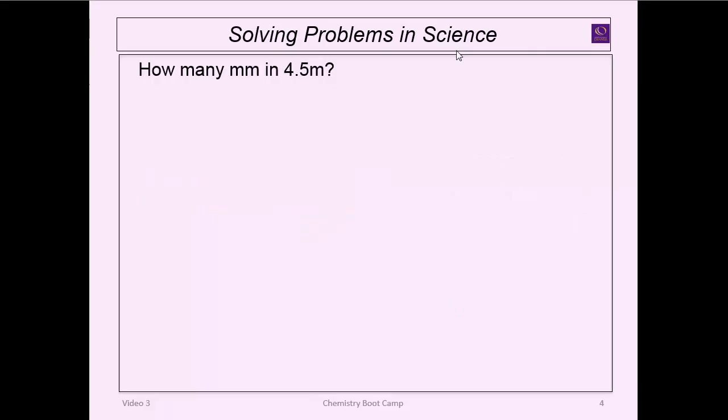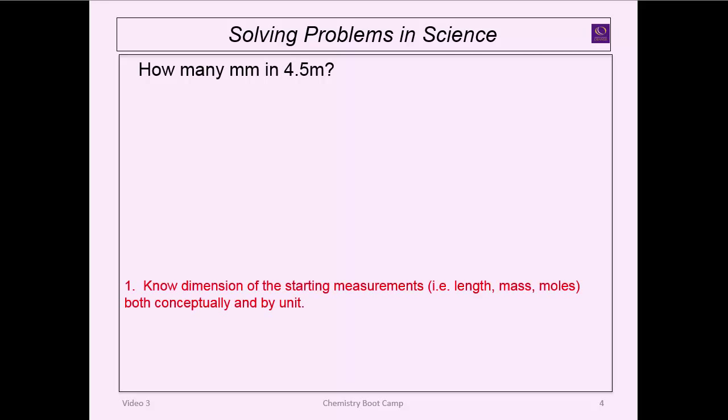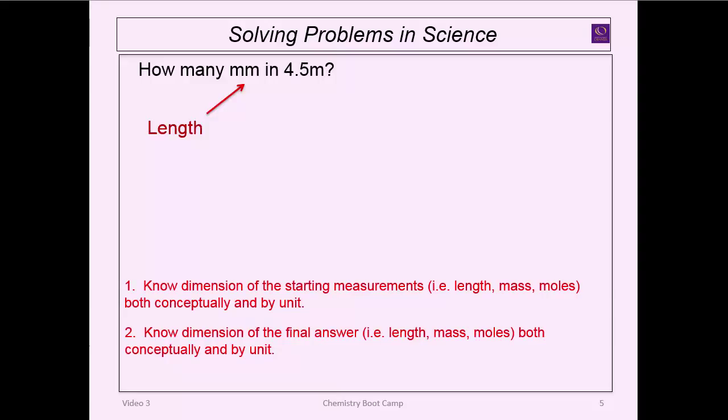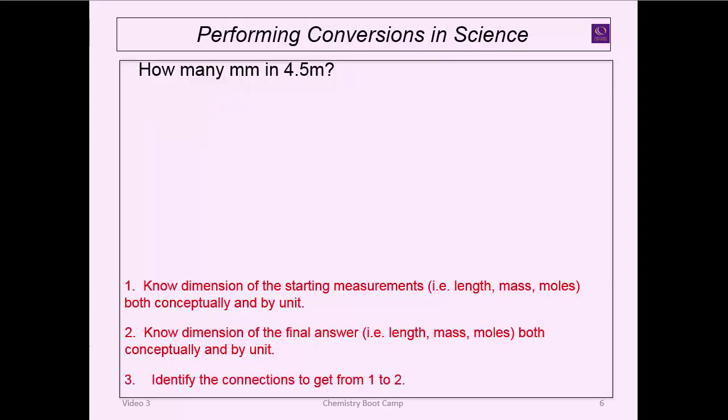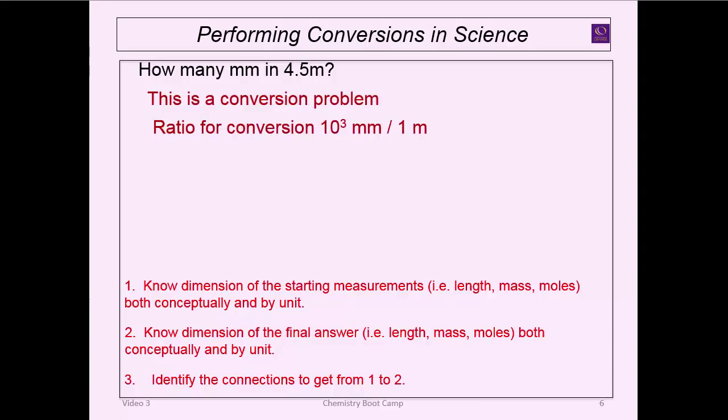So here's an example where I'm actually going to do a conversion. How many millimeters in 4.5 meters? And the approach I usually take is I need to think about what I'm starting with, where I'm ending up, realize they're both length conversions. So I know I need to find the connections to get from 1 to 2. And I know from the last video that it's just a metric conversion. There's 10 to the 3 millimeters per every meter.